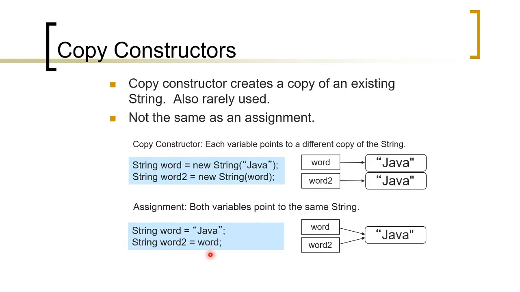So the copy constructor creates a copy of an existing string. You can use this, same with what we did in our previous example. Using the new, when we say there is a new keyword, you are actually creating a different object of Java, but with the same text literal. However, with assignment, both variables point to the same string. So in such a case, word points to Java, and then word 2 is assigned to word. So that means both word and word 2 point to Java.